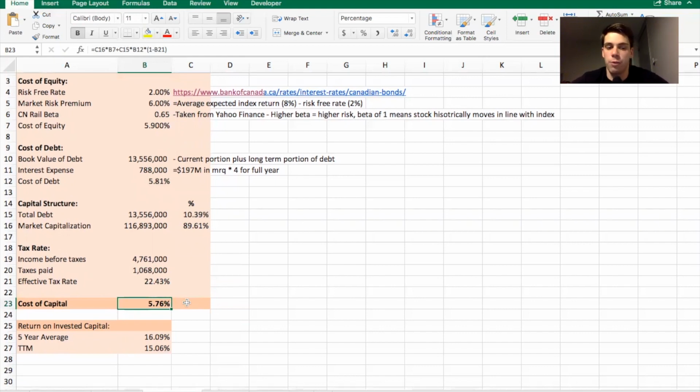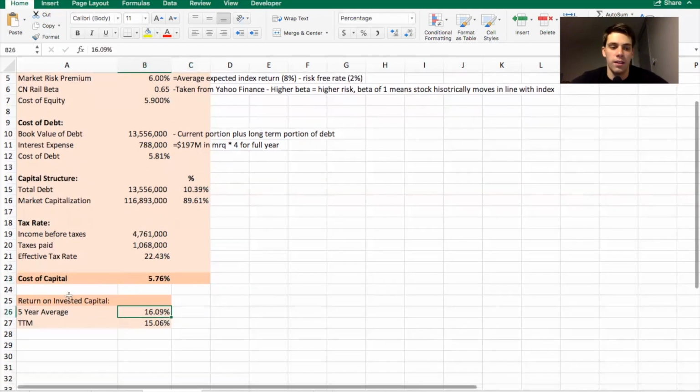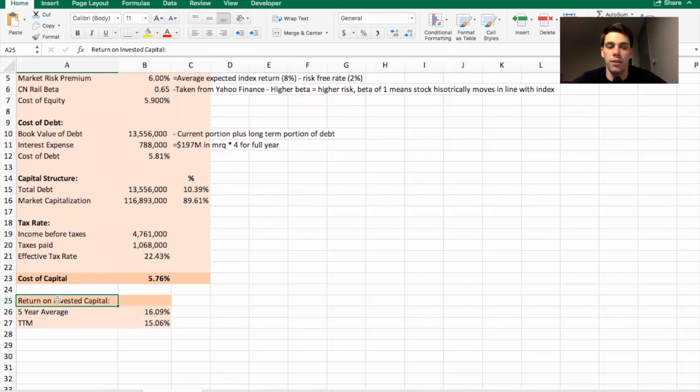Now, what this essentially represents is the return the company would get if they kind of bought their own shares. And it's also important to look at, in context of the cost of capital, their return on invested capital. You have to make sure that the return on invested capital is higher than the cost of capital. Why is it so important that return on invested capital is above cost of capital?